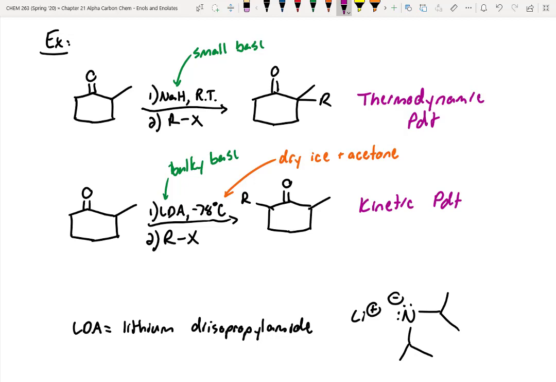All right, so that's where we're going to stop right now. When we come back, we're going to look at some other alkylation pathways using a bit more complicated syntheses.